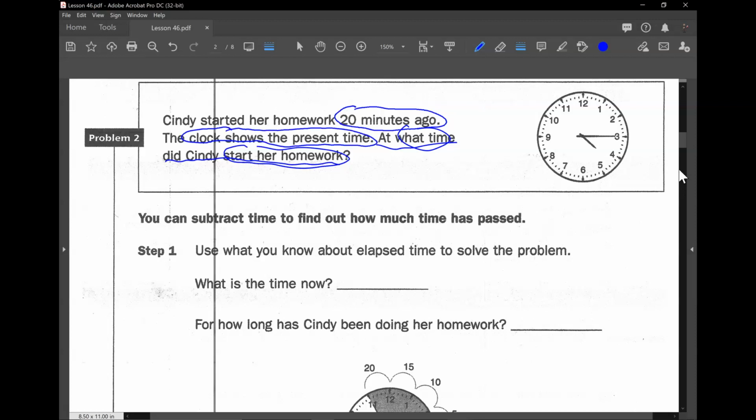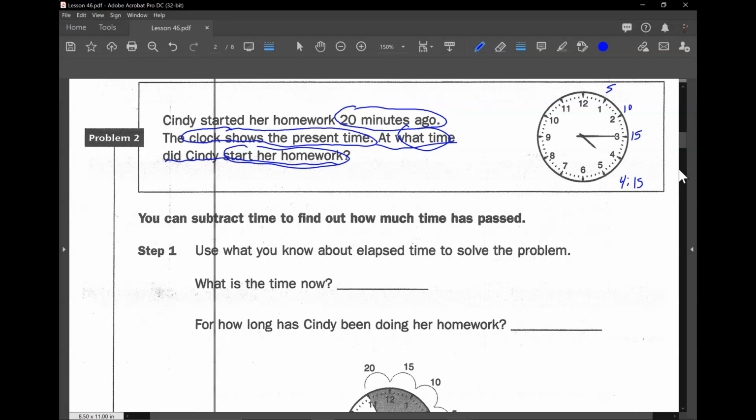Okay. So first, I need to see what time it is on the clock right now. So I know that each one of these is 5 again. So I'm going to go 5, 10, 15. So my big hand is at 15. My other one is in between 4 and 5. Well, it's not past 5 yet, but it is past 4. So the time right now is 4:15. Now this says that she started her homework 20 minutes ago.